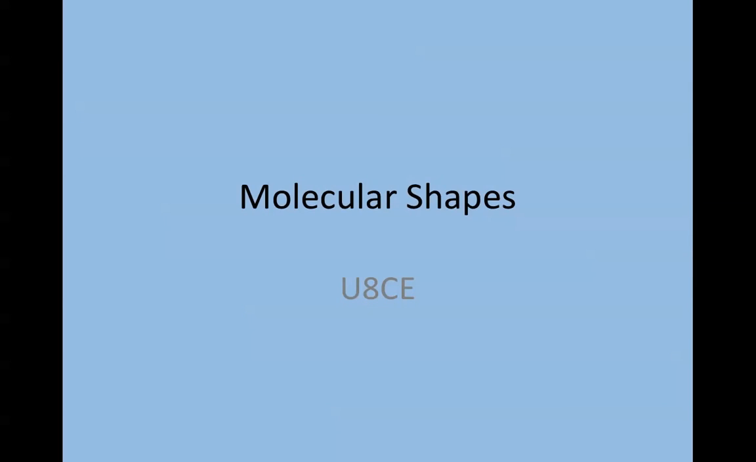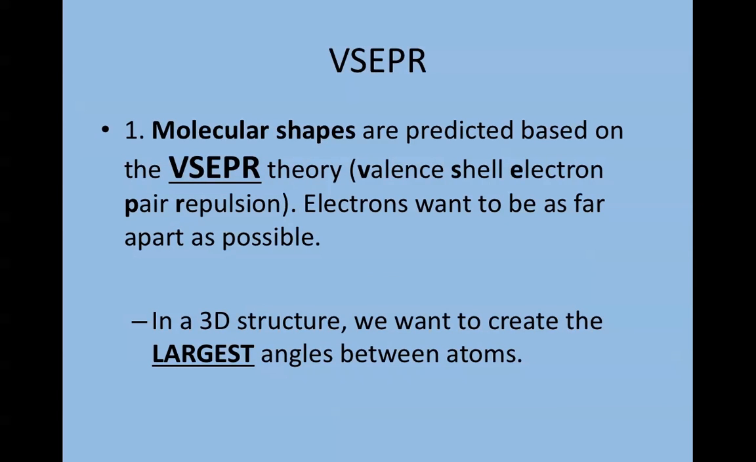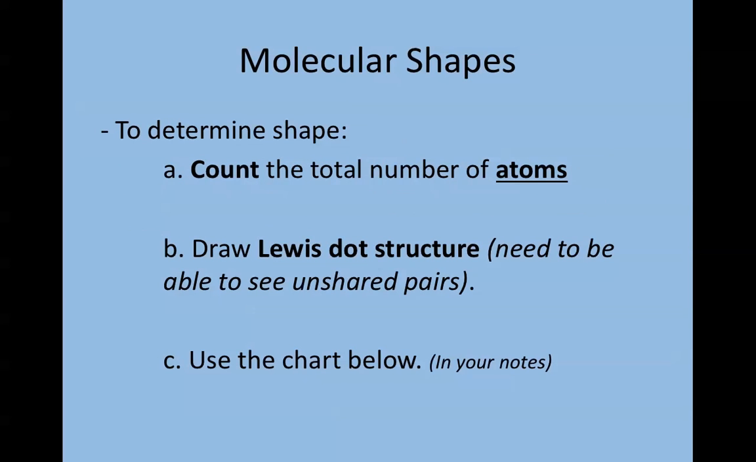All right, we're going to be focusing on something called molecular shapes. We're basically going to be looking at how the atoms are arranged around the central atom and how that affects its shape and structure. So this is all based on something called the VSEPR theory, the valence shell electron pair repulsion. In simplest terms, this is just that electrons want to be as far apart as possible from each other. So we want to also create the largest angles between atoms, so those electrons, again, can be as far away from each other as possible.